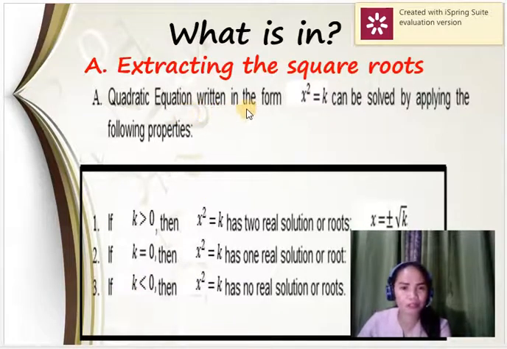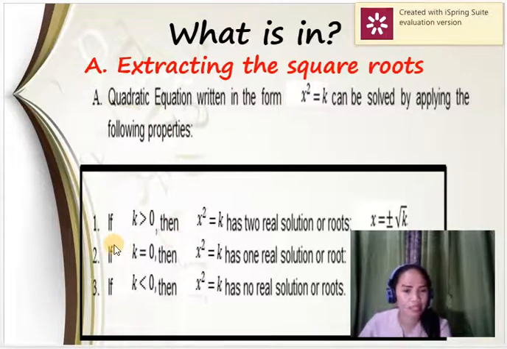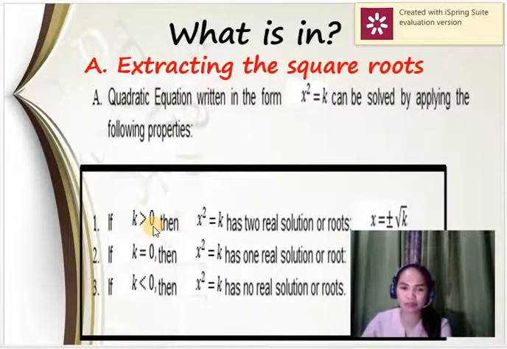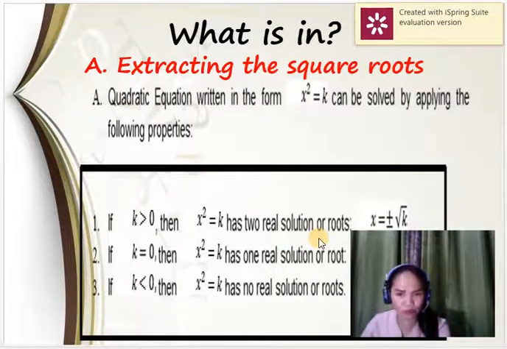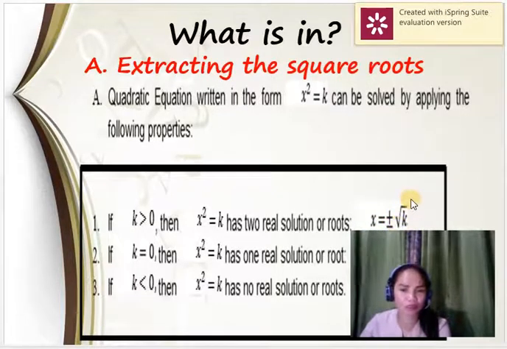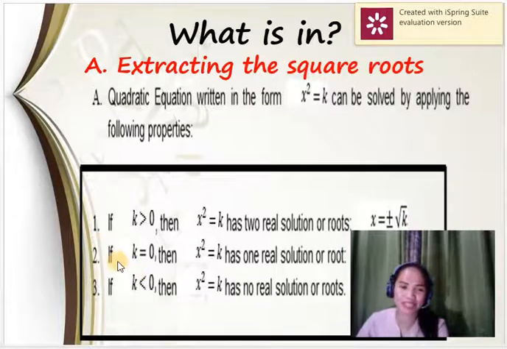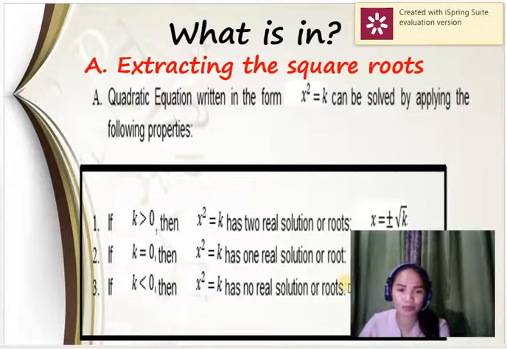A quadratic equation, when written in the form x squared is equal to k, can be solved by applying the square root property. If k is greater than 0, then x squared is equal to k has a real solution, or two real roots. x is equal to positive and negative the square root of k. Second, if k is equal to 0, then x squared is equal to k has only one solution or one root. x is equal to 0.